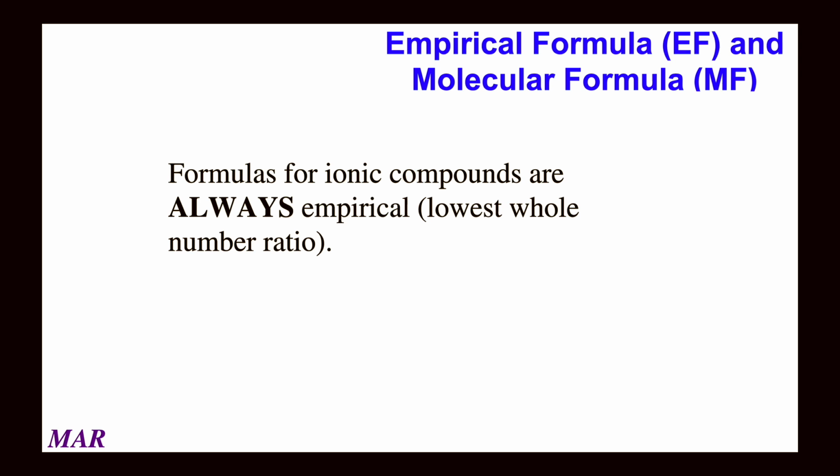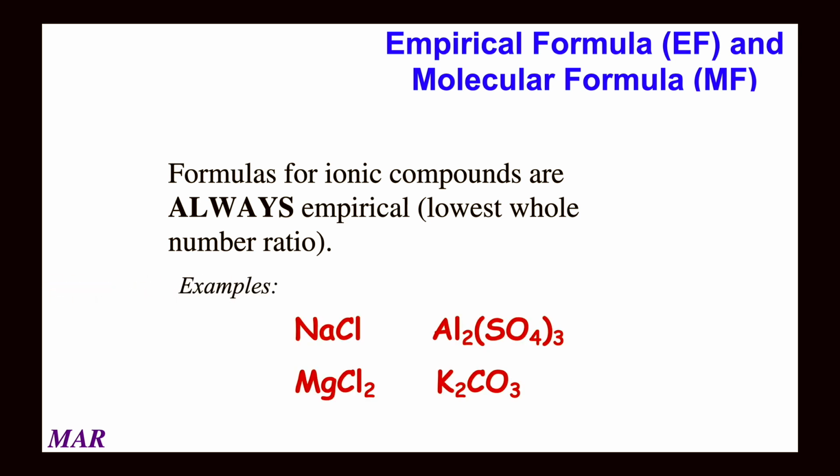The formulas for ionic compounds are always the empirical formula. That's a nice thing about ionic compounds, but it's mostly the covalent ones which we have to worry about. These are all examples of ionic compounds, and they're always the empirical, smallest whole number ratio: NaCl, MgCl2, K2CO3, which has polyatomics, etc. Notice here there's no Mg 1/2 Cl. Chemists usually don't like fractions. So don't do anything with fractions if you can help it. These are smallest whole number ratios. It makes everything a little bit easier.